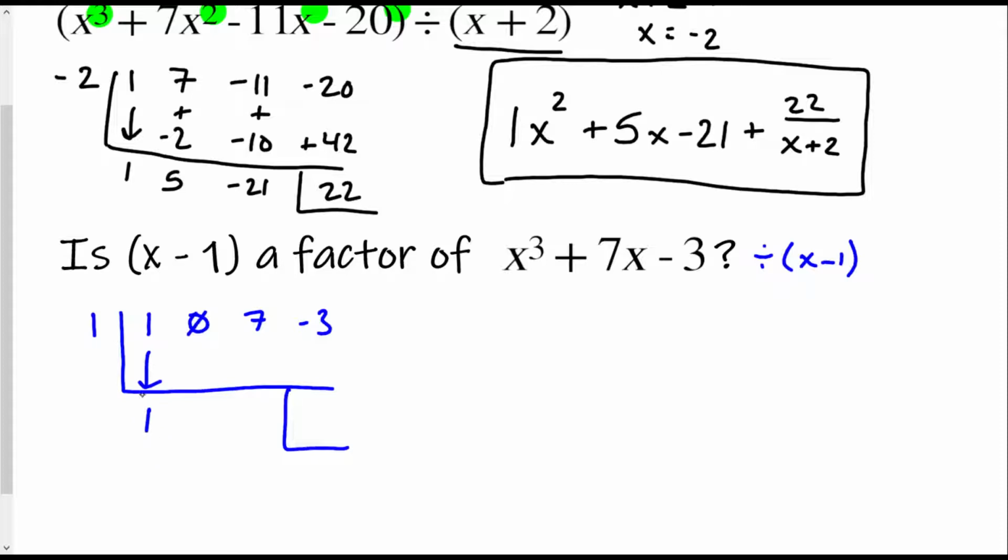So bring down the 1. 1 times 1 is 1. 0 plus 1 is 1. 1 times 1 is 1. 7 plus 1 is 8. 1 times 8 is 8. And this gives me a remainder of 5. So is x minus 1 a factor? No, because it has a remainder.